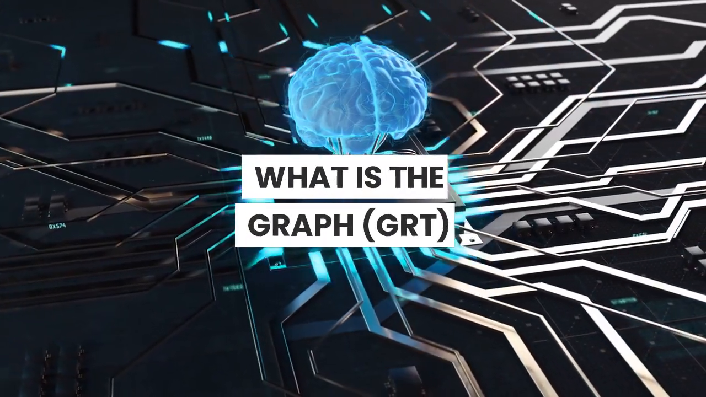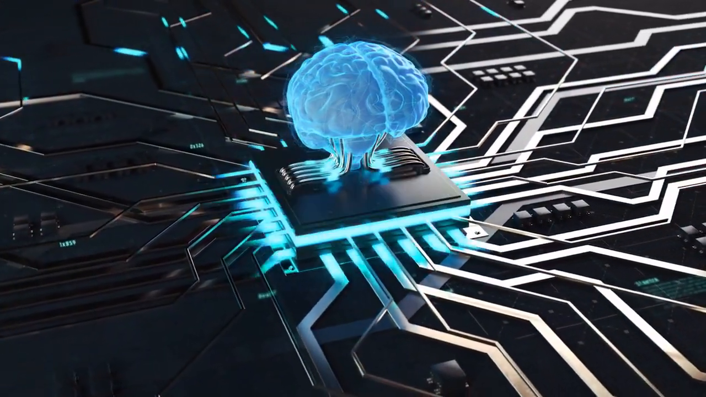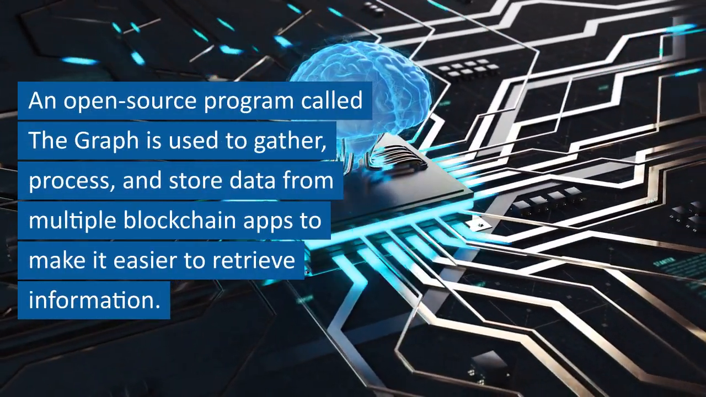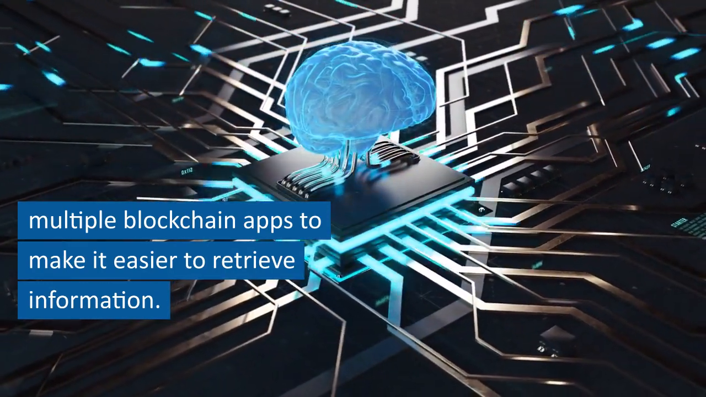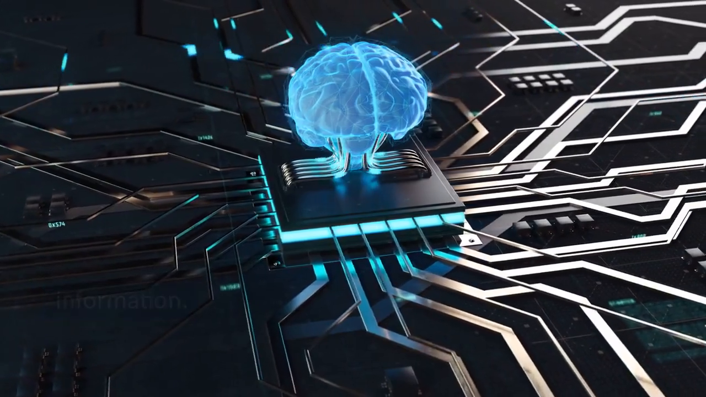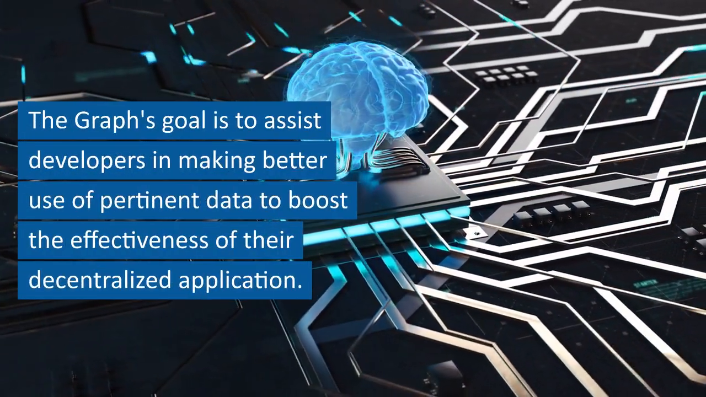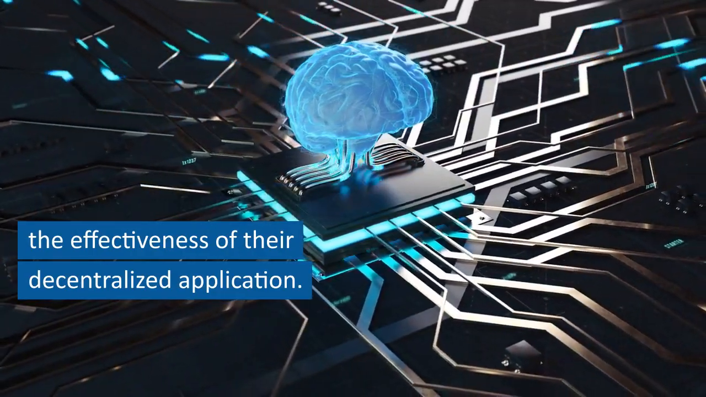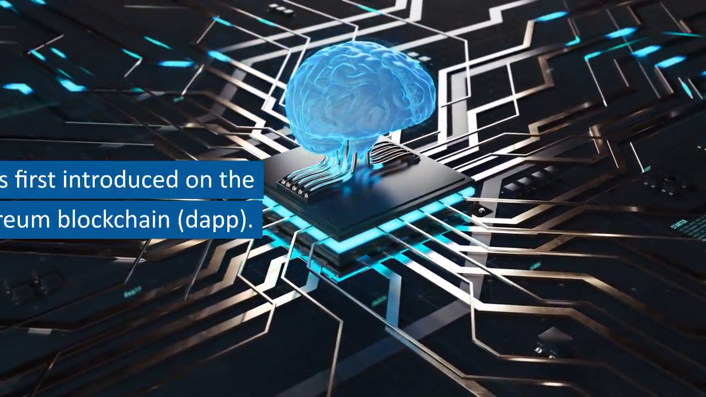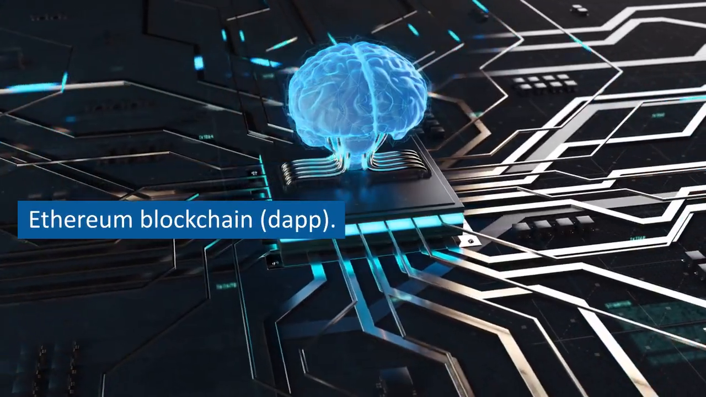What is The Graph, GRT? An open-source program called The Graph is used to gather, process, and store data from multiple blockchain apps to make it easier to retrieve information. The Graph's goal is to assist developers in making better use of pertinent data to boost the effectiveness of their decentralized application. It was first introduced on the Ethereum blockchain, dApp.